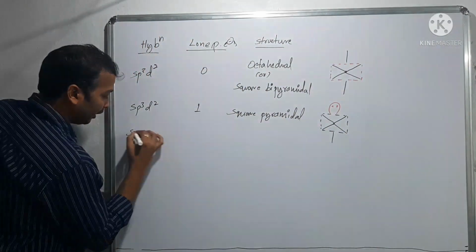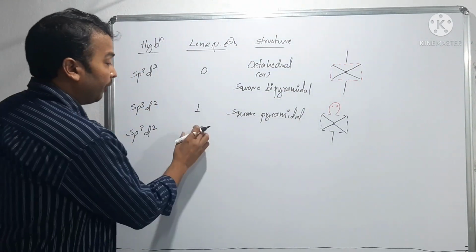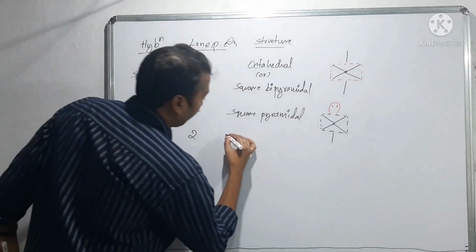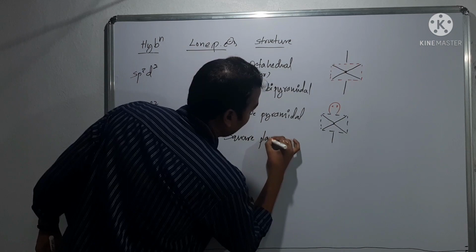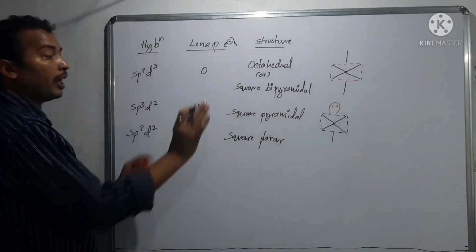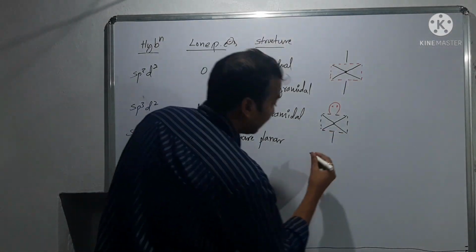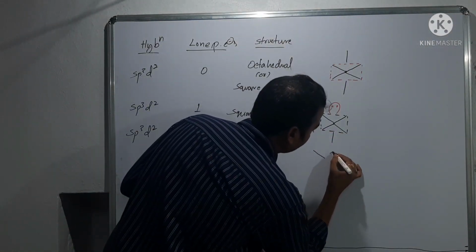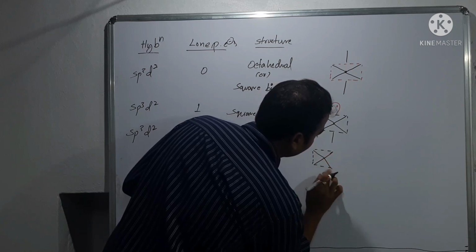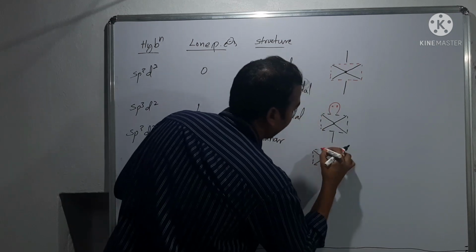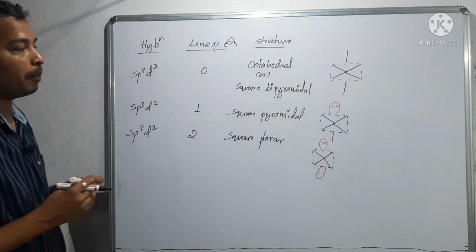So what happens if it has two lone pairs? If it has two lone pairs, the shape changes to square planar. So it only has the square in the middle, and the remaining two bonds are changed to lone pairs. So this one is the square, and I am taking one lone pair here, another lone pair here. So it has a square planar structure.